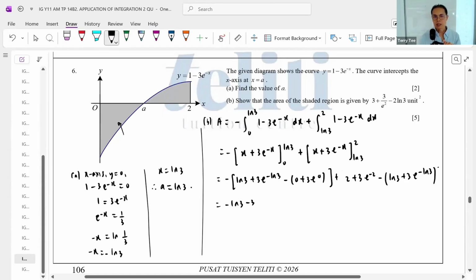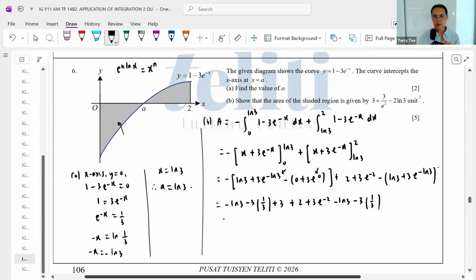And remember, as I said earlier, e power n ln x is x power n. This is actually 3 power negative 1. So 3 power negative 1 is 1 over 3. If you're not sure, you can use the calculator. Now there's a double negative here, so it becomes positive 3. Yeah, this one is 3. Double negative becomes positive. Copy your 2 plus 3e minus 2, followed by minus ln 3, minus another 3 here, with a 1 over 3.